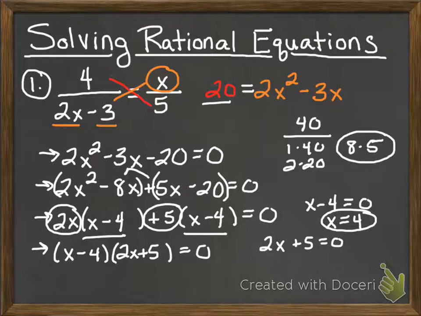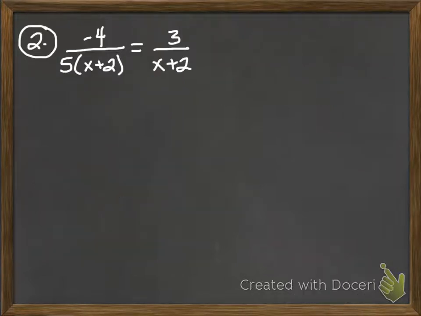I would subtract 5 from both sides. That would give me 2x equals negative 5, and then I would divide both sides by 2. So my other solution is -5/2. That's our first problem. Let's take a look at another. All right, problem number 2.